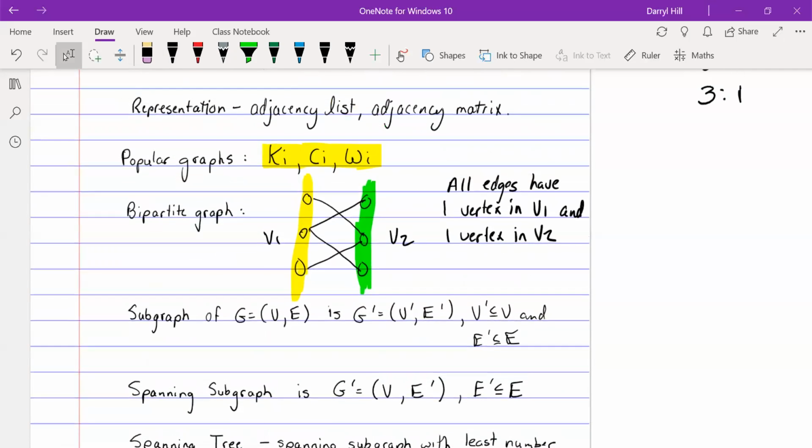And a complete graph is, of course, a very important one. So a complete graph on, say, 4 vertices means everybody is connected to everybody else. So I would put as many edges as I can. So this is K4.